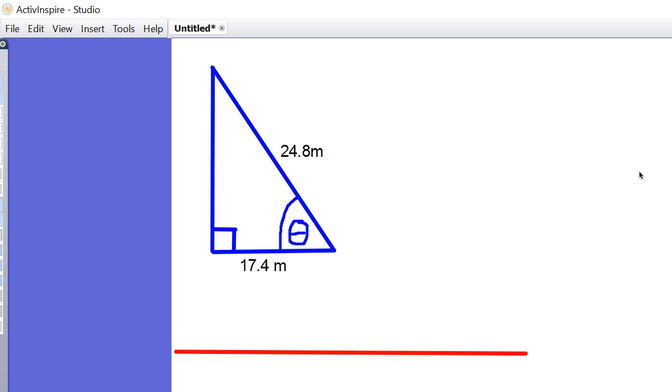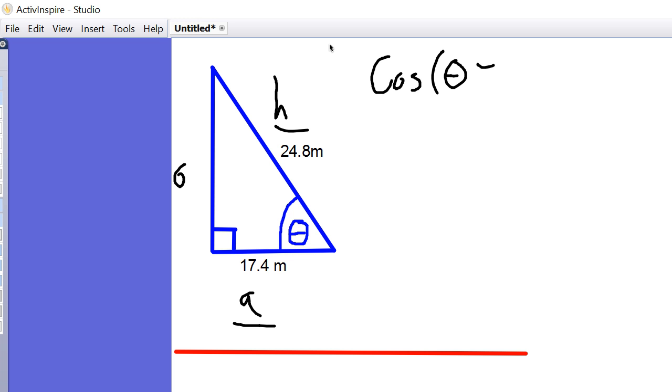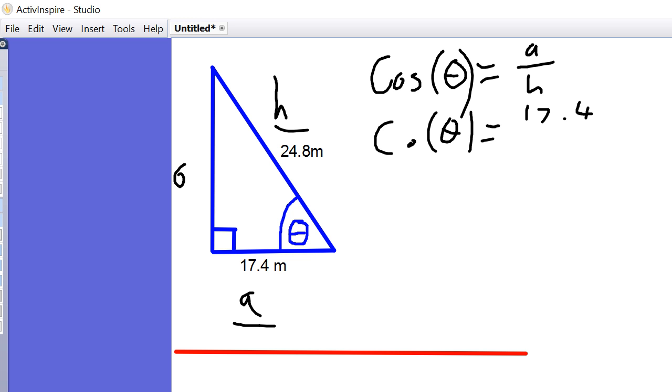So, reading the triangle, there's the hypotenuse, the opposite, and the adjacent. Okay, so I've got the hypotenuse and the adjacent. So which ratio is that? It is cos, because cos is the only one that has A and H. So cos of some angle equals adjacent on hypotenuse. So I put in what I know. I know that I don't know the angle, but I do know the adjacent is 17.4. I know the hypotenuse is 24.8.